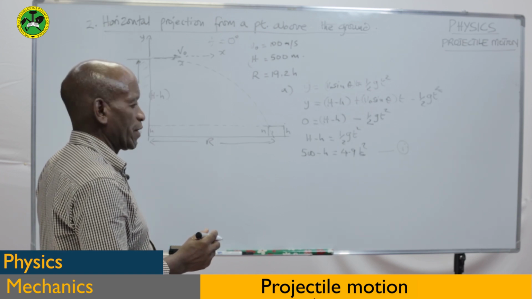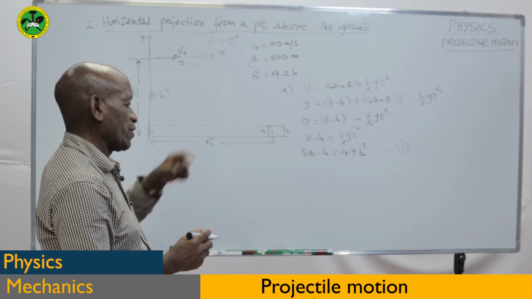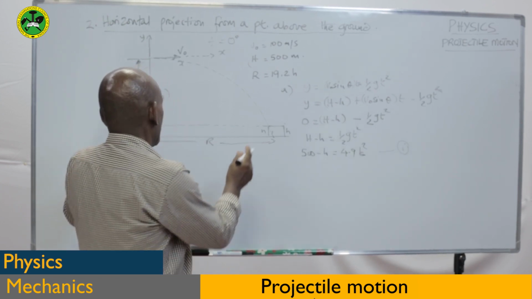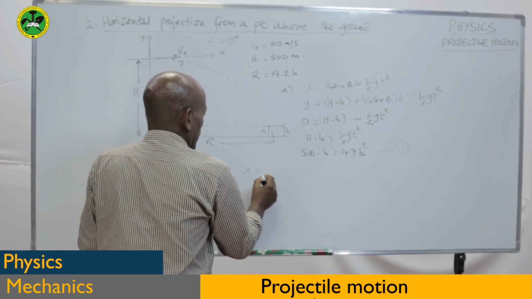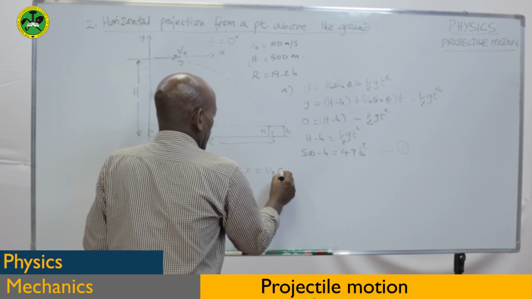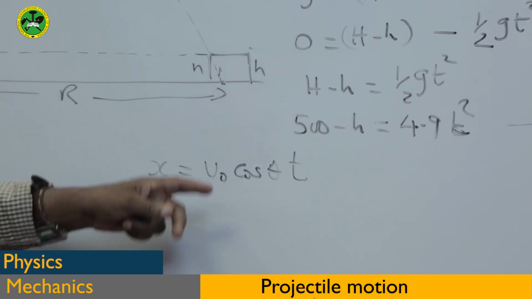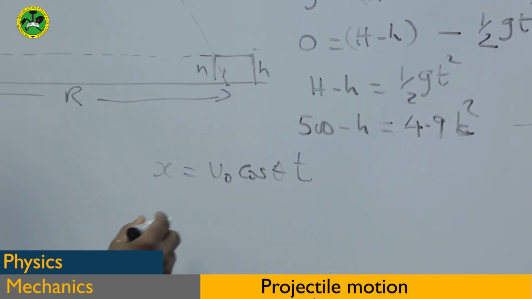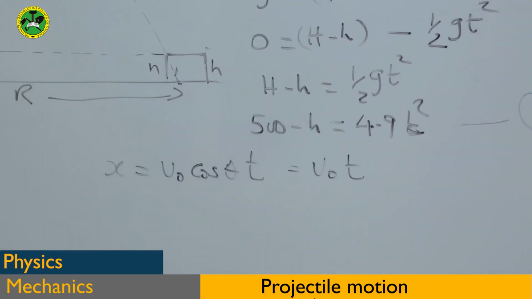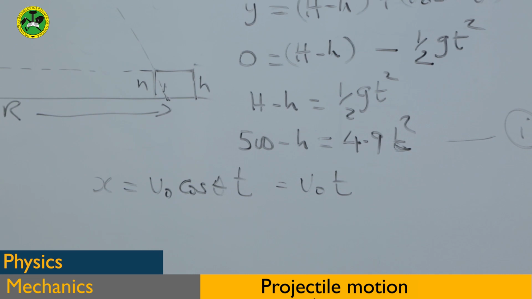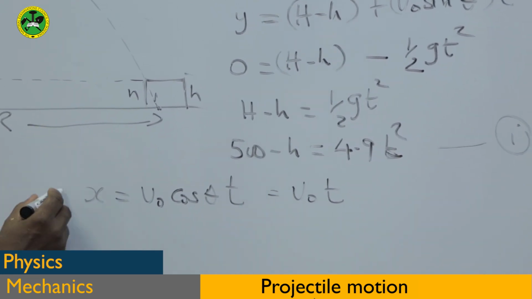But our interest is to determine the time of flight, which is t. We all know that this particular distance, x, is equal to v naught cos theta times the time of flight, t. Cosine theta is cosine 0, which is 1. So this will just be equal to v naught times t. And this x is given, which is just equal to the range.